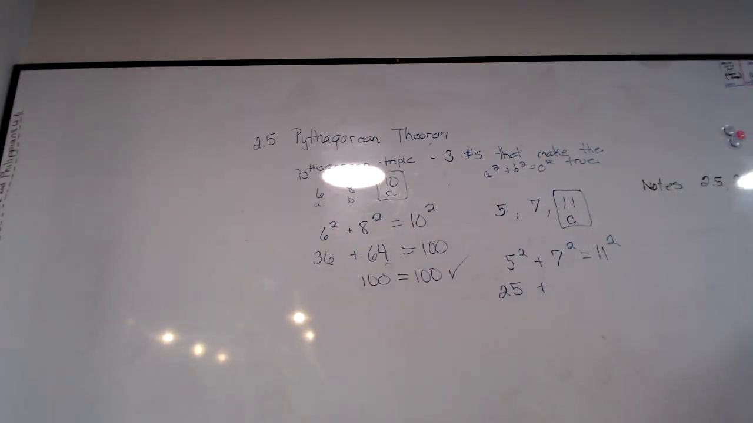7 times 7. Just put your hands down. Let her have a chance. Okay, Branson, would you help her? What is it? 49. It's 49.